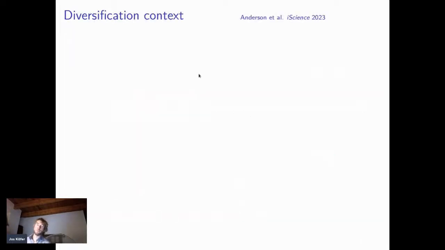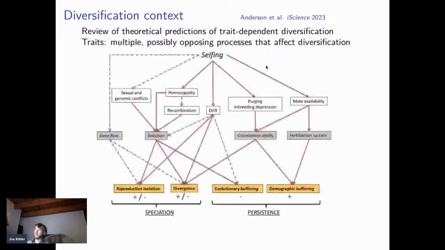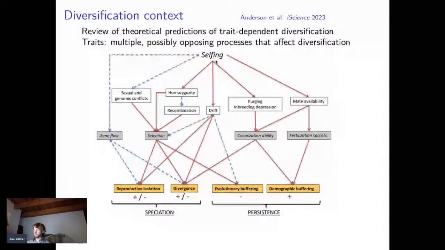So to make this diversification context a little bit more explicit, at the same time in our working group, we also did a survey on the theoretical predictions of trait-dependent diversification. So not collecting the studies that actually used SSE models, but looking at how people thought, modeled, either formally or verbally, how traits would affect diversification. So here is one example. It's selfing, so plants that self rather than outcross.